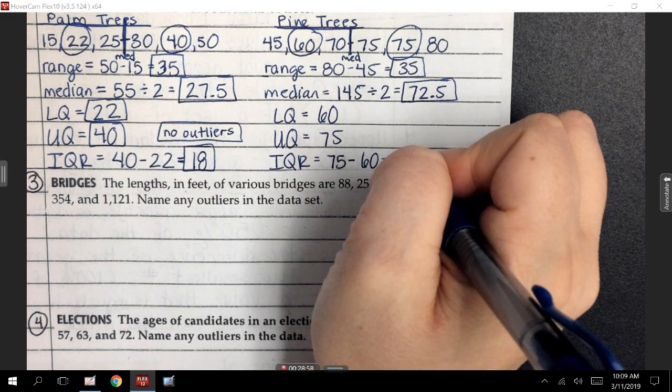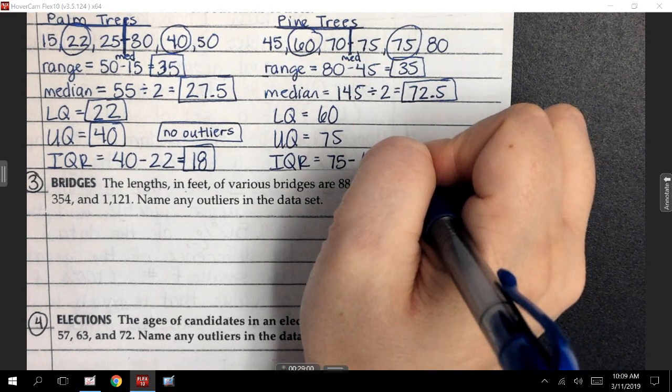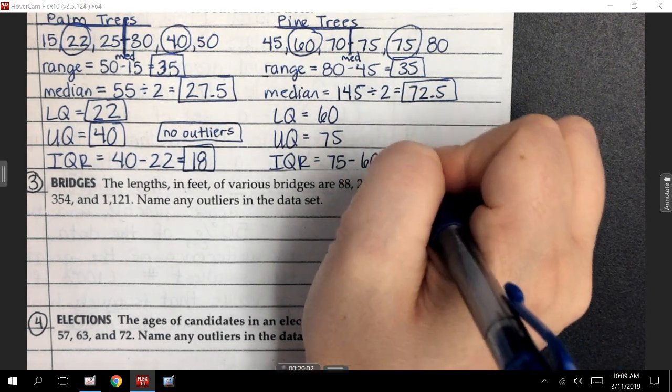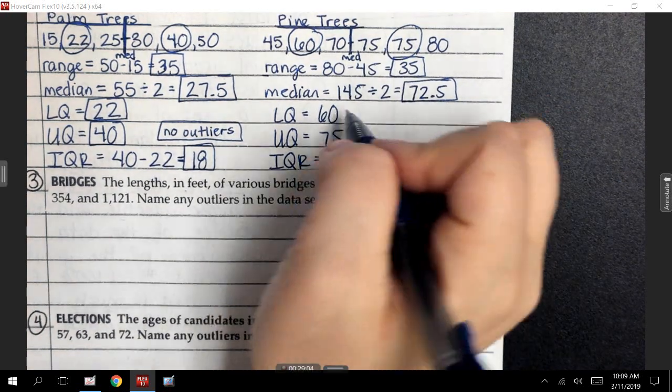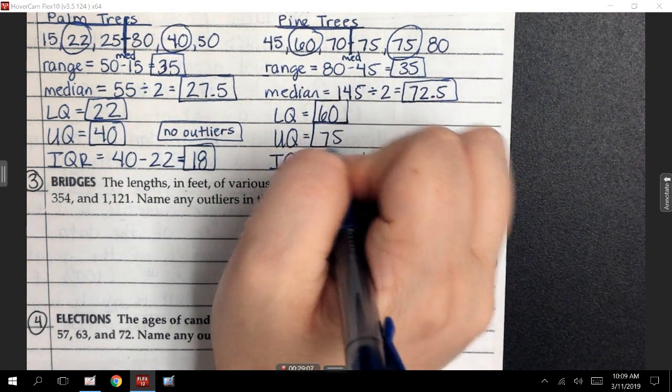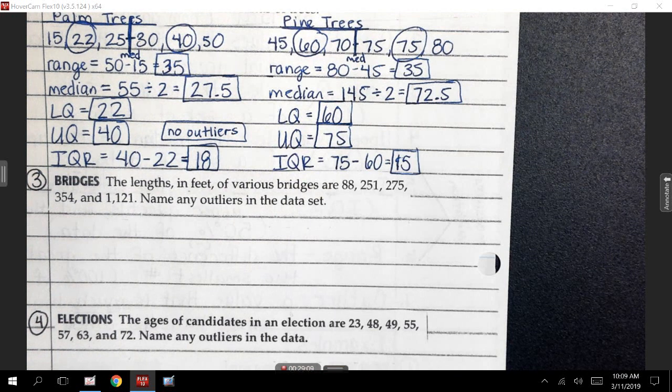Hold on, did I do that right? Yeah, 75 minus 60 is 15. Thank you, 15. Not 5. I'm confused. All right. Outliers. Are there any numbers that make you go, whoa, that's way far away?